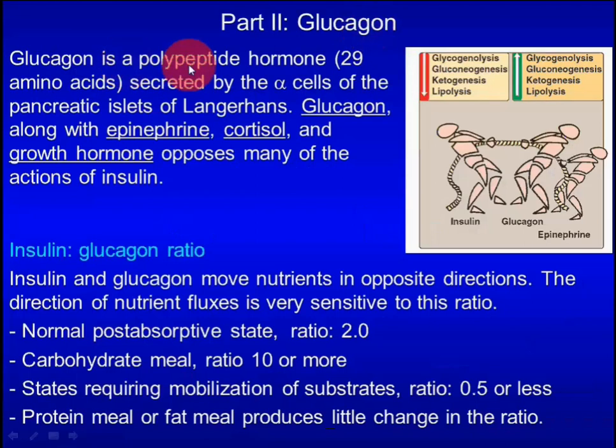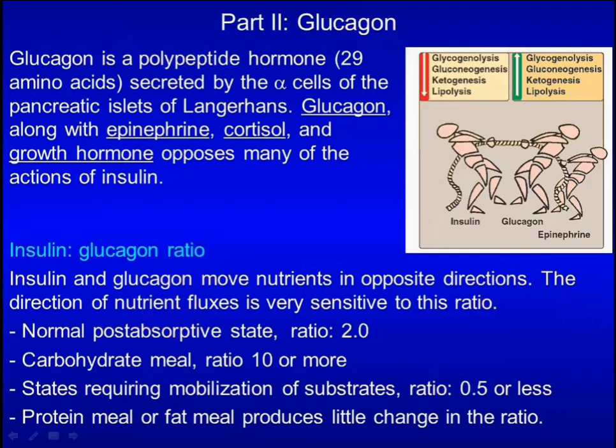Glucagon is a peptide hormone. Glucagon, along with epinephrine, cortisol, and growth hormone, opposes many of the actions of insulin. Insulin and glucagon move nutrients in opposite directions. The direction of nutrient fluxes is very sensitive to the insulin-glucagon ratio.